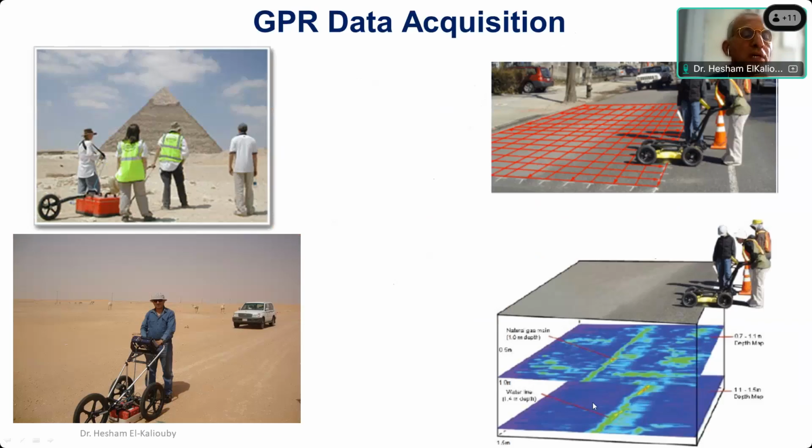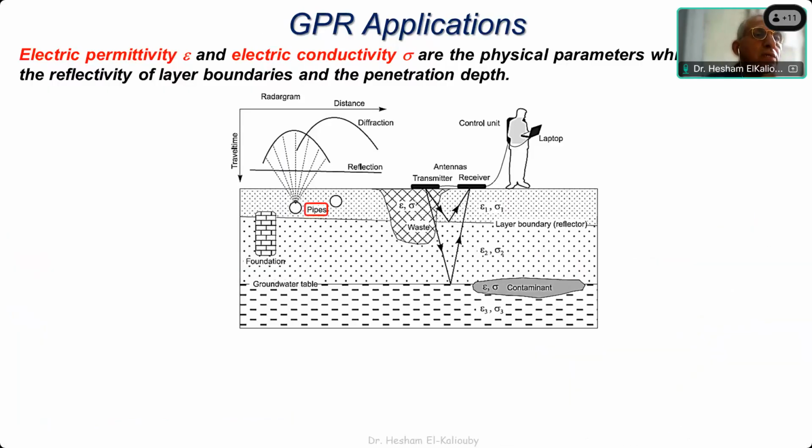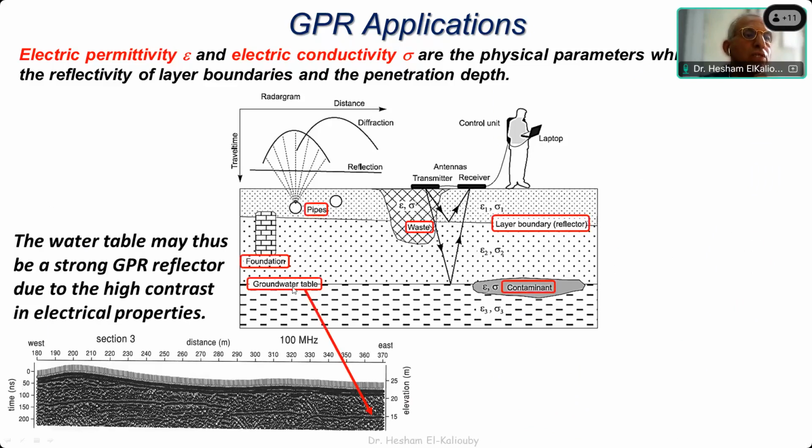Applications of GPR are very wide. It can be used for utility detection, pipes, and foundations, and can also be used for landfills. It can be used to see reflections between different layers, and contaminants that affect the water, or also for detection of the groundwater table. As I said, the groundwater table is very easy to recognize because the material above it is very dry and below it is very wet, so there is a big contrast in permittivity. So you can see the groundwater table easily.